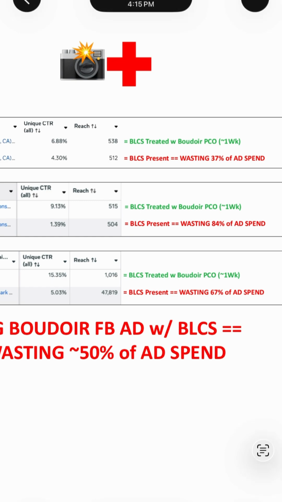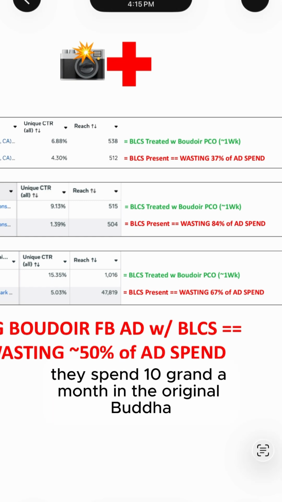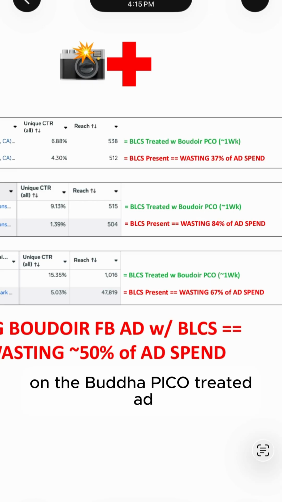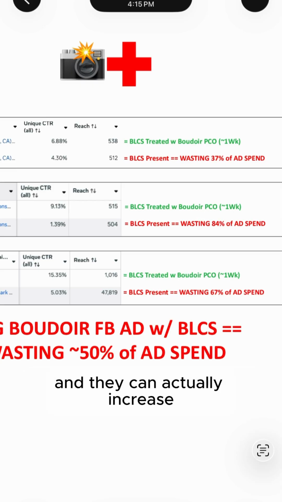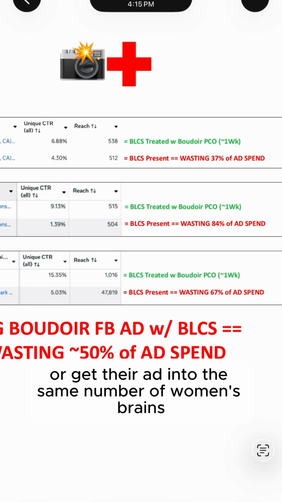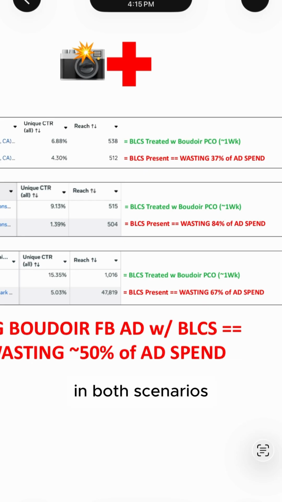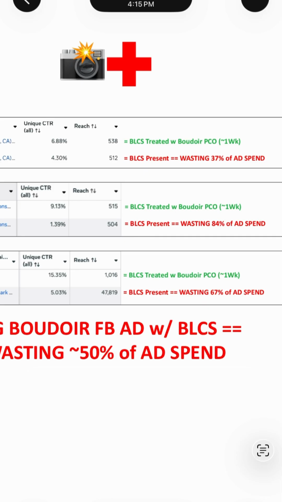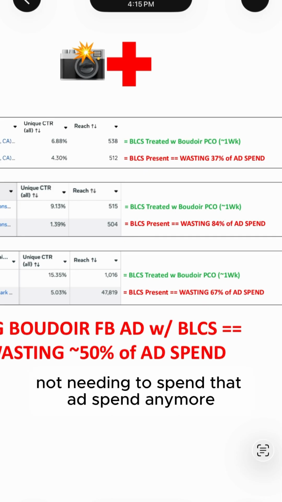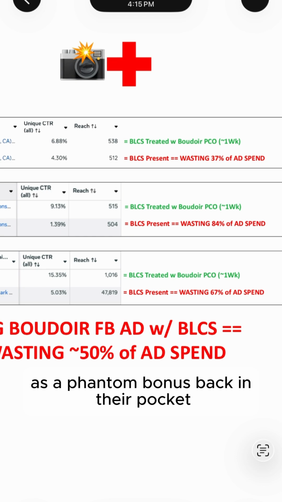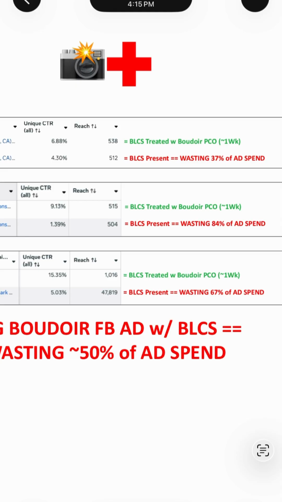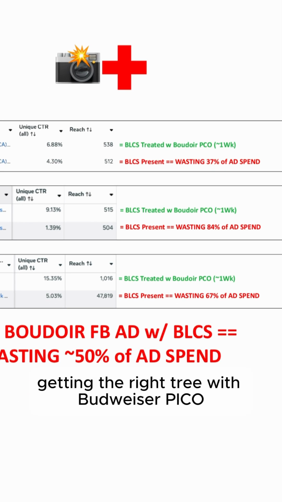As a result, they were spending 10 grand a month on the original Boudoir Facebook ad. Now they only need to spend 1.6 grand a month on the Boudoir Pico treated ad, and they can get their ad into the same number of women's brains in both scenarios. So they simply pocket that $8,400 a month, not needing to spend that ad spend anymore, as a phantom bonus back in their pocket, no extra work required. And that's like a 100 grand bonus at the end of the year by simply getting their ad treated with Boudoir Pico.